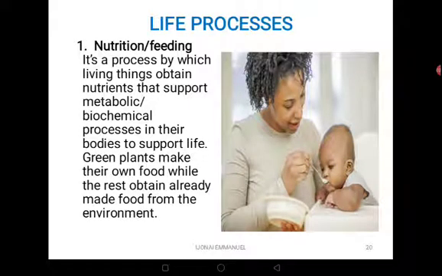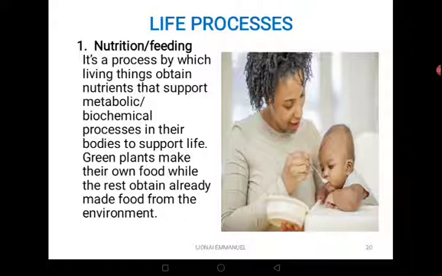Now, what is feeding or what is nutrition? This one should be very common to you. You should know what it means. Basically, it is a process by which living things obtain nutrients that support metabolic or biochemical processes in their bodies. The way organisms obtain nutrients to support their lives is what we call nutrition or feeding.